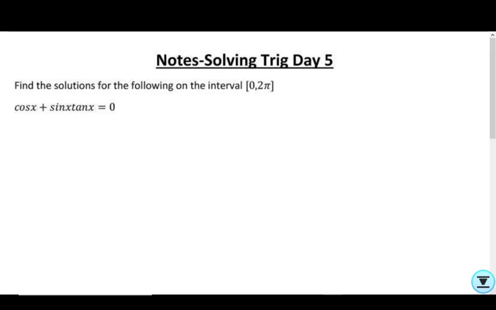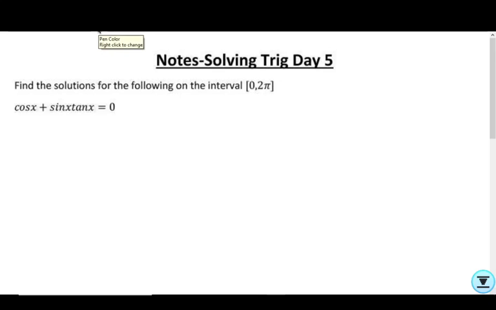Okay, so we're going to be solving trig equations, but today we're going to be doing a couple that are a little different. We're still going to be following the Algebra 2 four-step: get the equation set equal to 0, factor if you can, set the factors equal to 0 to find the solutions, and then use the unit circle to find our solutions.